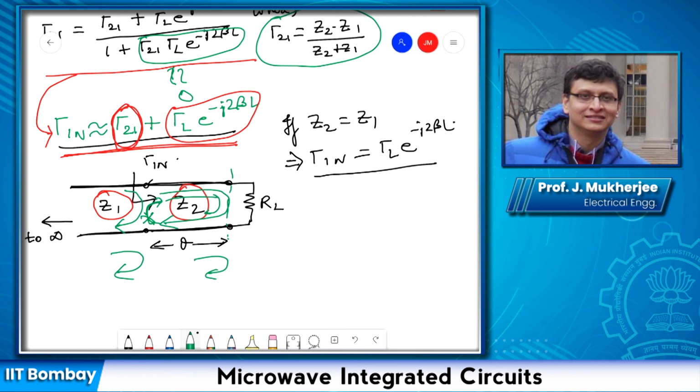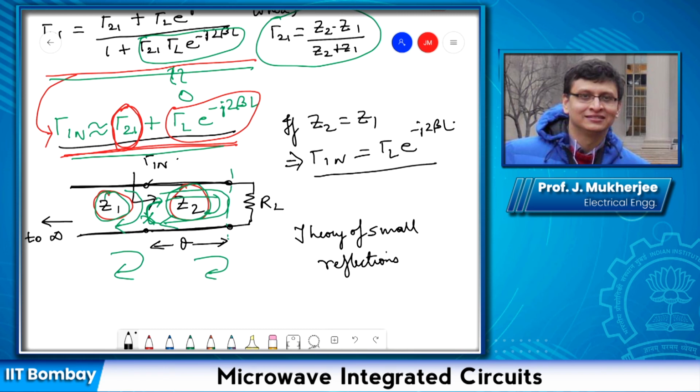If we consider this complete expression, then that takes into account all reflections, multiple reflections, reflections of reflected waves. But here we consider only first order reflections using this expression. And that is true only when the mismatch between Z1 and Z2 is small. This is known as the theory of small reflections.